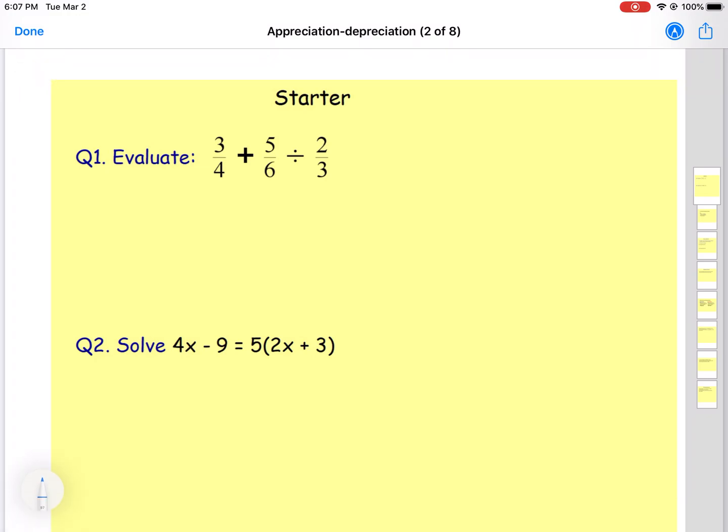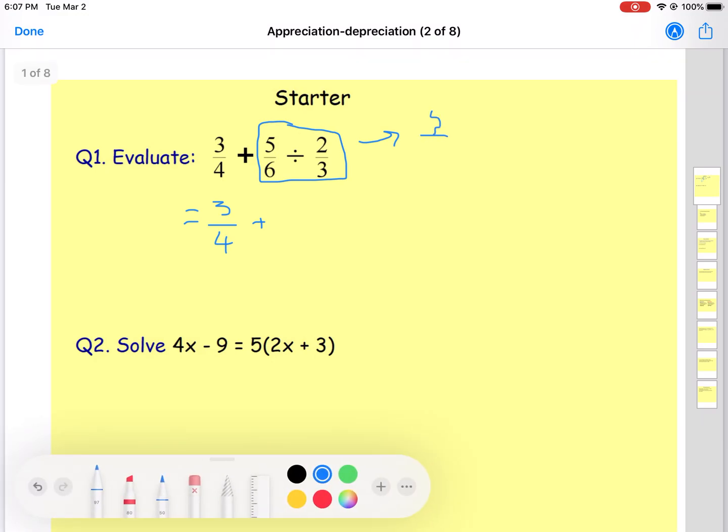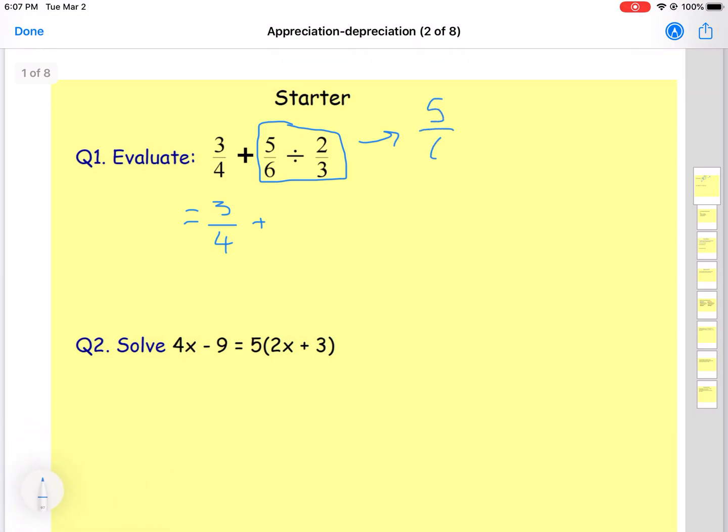Okay, answers to the starter then. For the first question, we have to perform the divide calculation first, using our rules of BODMAS. So the calculation will become 3 over 4 plus whatever fraction I get for 5 over 6 divided by 2 over 3. I'll do that calculation out at the side and then replace it back in after the 3 over 4. So to divide 5 over 6 and 2 over 3, I have to say that would be 5 over 6 times 3 over 2.